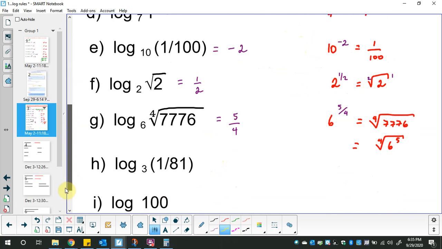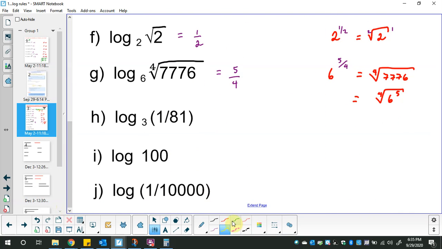Let's try a couple of last questions. Maybe you want to scribble off to the side. 3 to the exponent something is 1/81. So I know that 81 comes from 3 to the 4, but I don't have 81. I have 1/81. That means a flip happened, and if a flip happened, your exponent is negative.